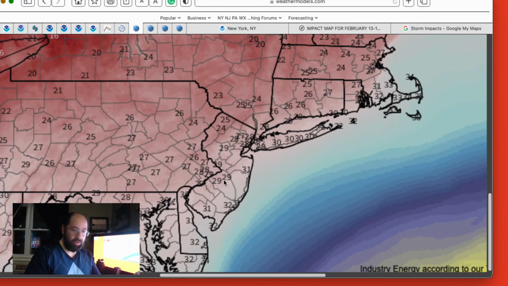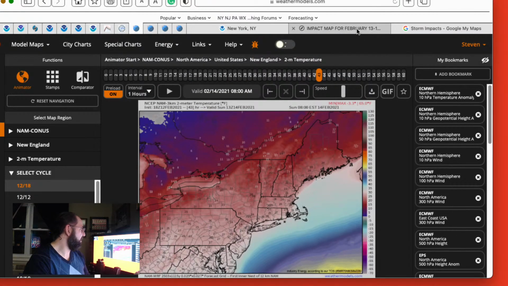Now again, you don't just use one model. This is the NAM model you use to get your boundary layer temperatures. But you don't use it for, let's say, 500 millibar PVA. That's a synoptic question. So that is where you use the GFS or the European. And in that scenario, that lifting is weak. In the mesoscale lifting, or frontogenesis, it's still relatively weak aside from the immediate coast. And the amount of moisture available is still limited. So this is not a widespread heavy precipitation event.